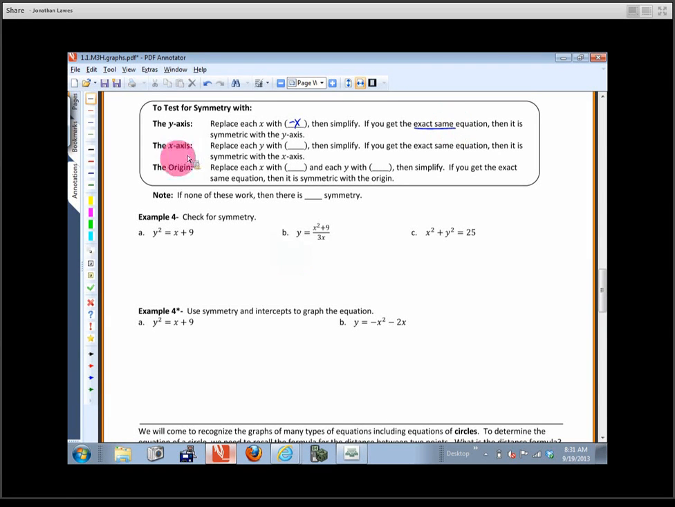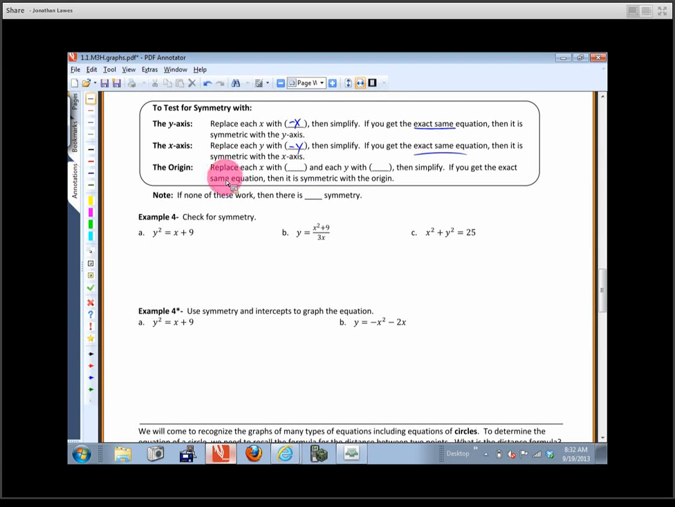Okay? The test for x-axis symmetry looks the same way. Or sorry, replace each y with a negative y. So instead of changing right for left and left for right, what are we doing right here? Changing top for bottom. So if you change the top for the bottom and you get exactly the same thing, then it's symmetric with the x-axis. Okay? Top for bottom, symmetric with the x-axis. Right for left, symmetric with the y-axis.